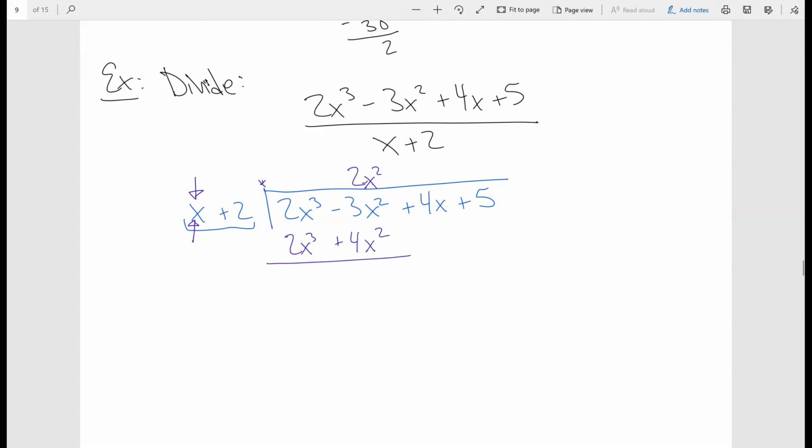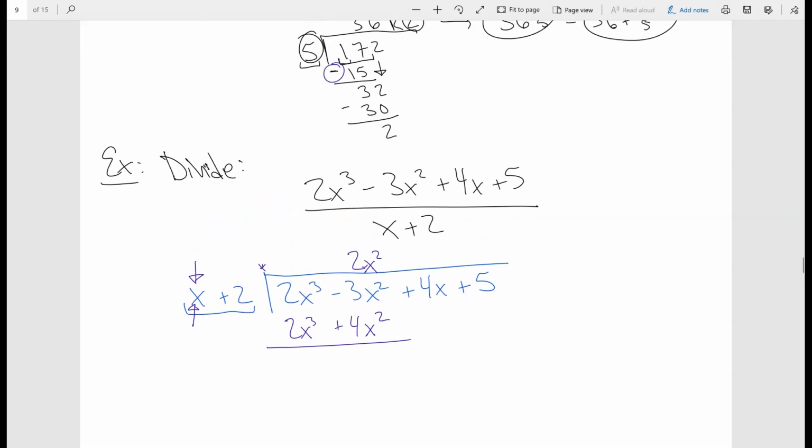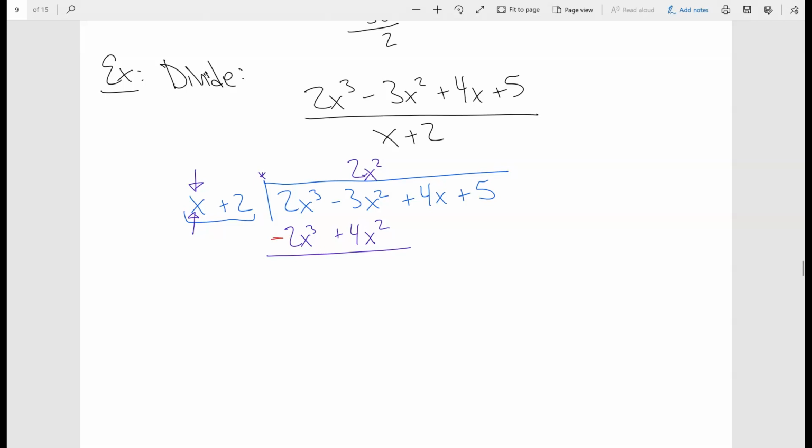Now, what happens when we had something on the bottom? We subtracted. So that's exactly what we're going to do. We're going to subtract, so think about it as changing the signs. This one changes into a minus, and this one changes into a minus. This term goes away, and I'm left with a negative 7x squared. Now we're going to bring down the 4x.